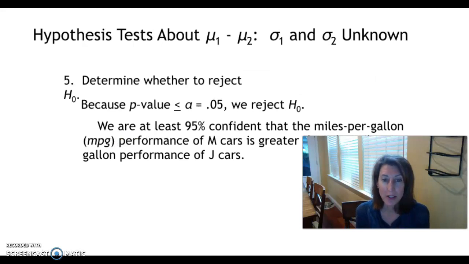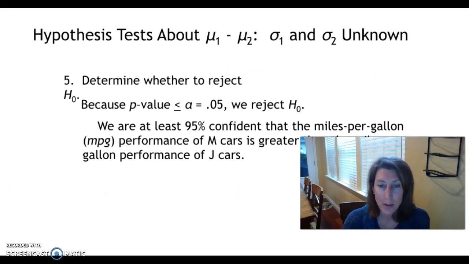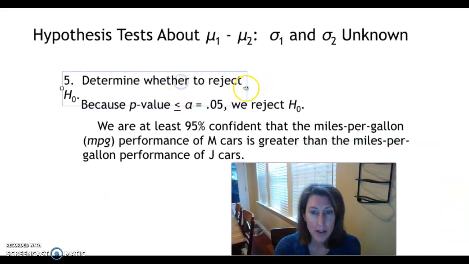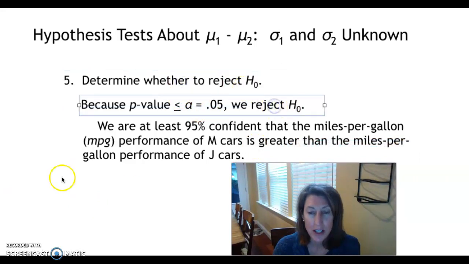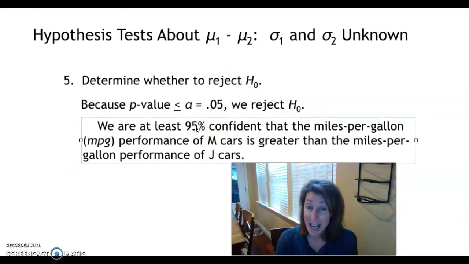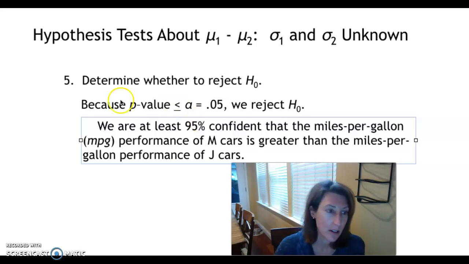So let's go back to our test. What did we see? We saw that we had such a low p-value, it was lower than our alpha. We are going to reject the null. And what does that mean? It means that at a significance level of 0.05, or we could say that we're at least 95% confident, do you see how those are the same things? That the miles per gallon of M cars is greater than the miles per gallon of J cars. And that's coming from the null that we set up, right?